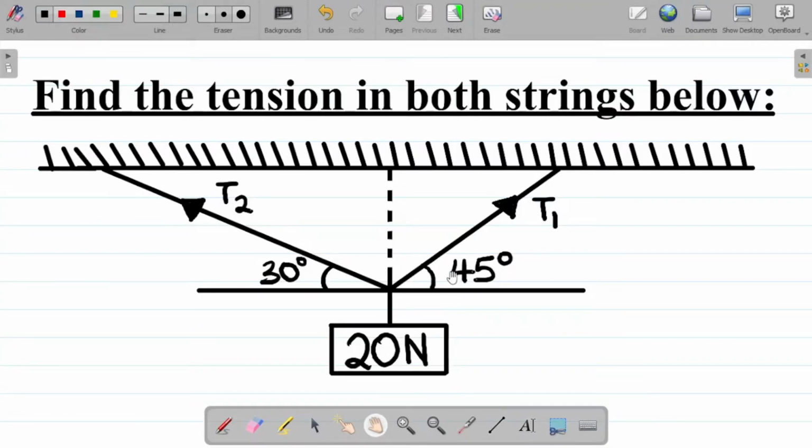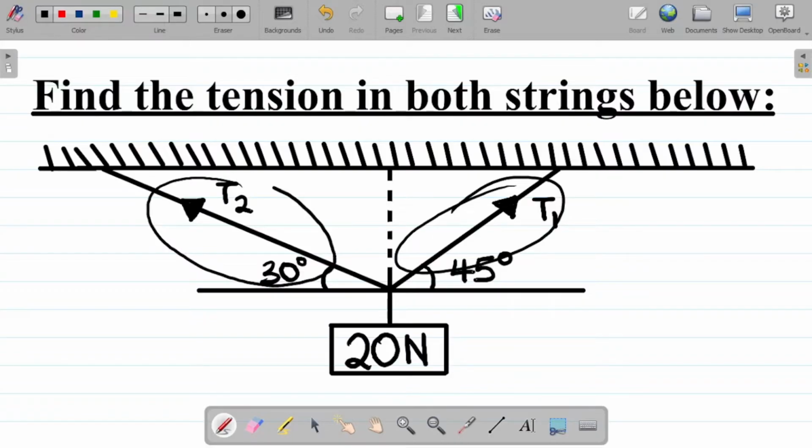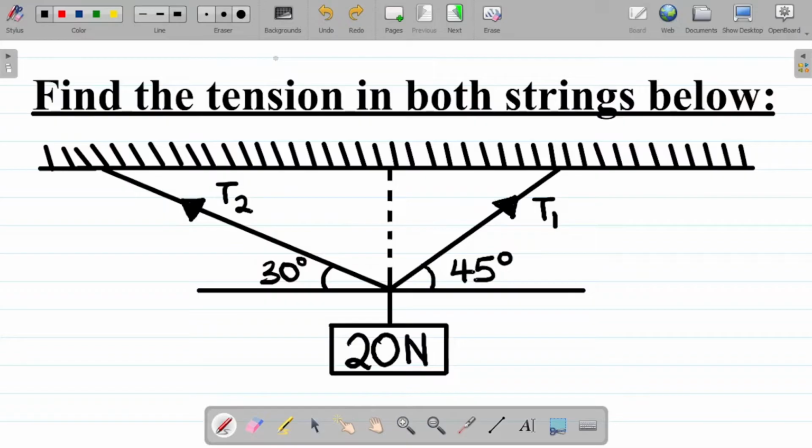So let's look at this question on the resolution of vectors. This question says find the tension in both strings below. You have the first string here, which is T1, this string here. And you have the second string, which is this one here, which is T2. You have to find the tension, that is, simply find the value of T1 and T2 from this diagram.